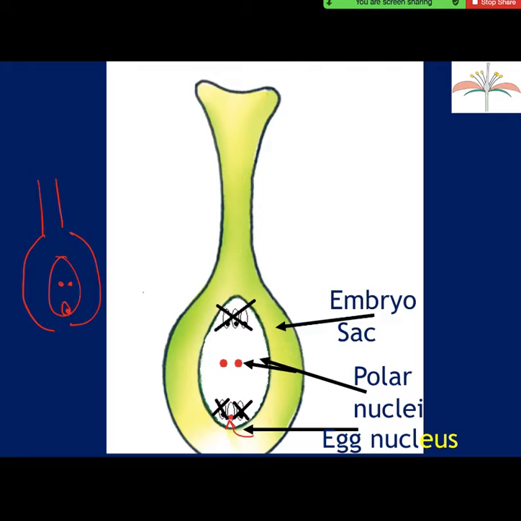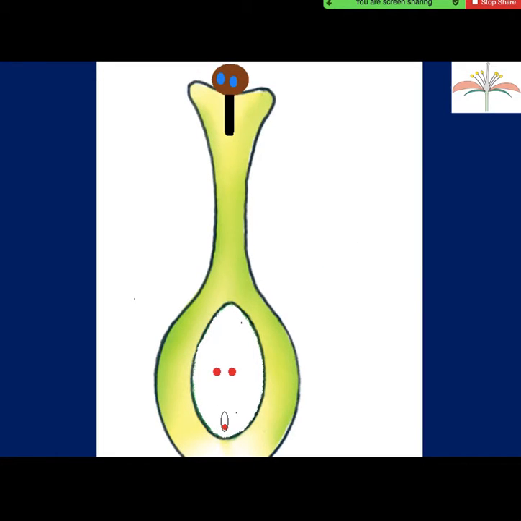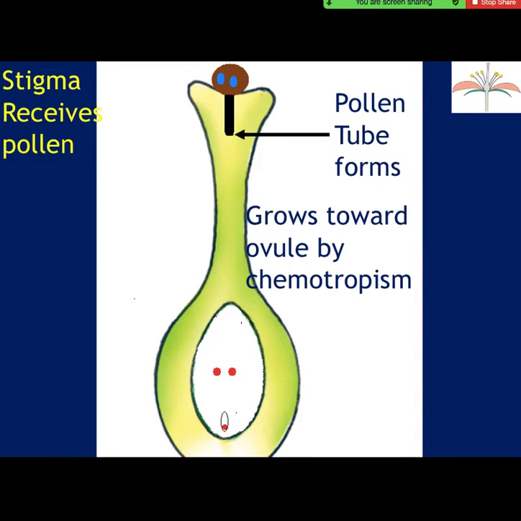And there's a place for step 1 blurb on top of it. So you're drawing your polar nuclei and your egg nucleus. So it'll look something like this. So what happens is, up here is our pollen grain. It lands on top of your stigma, and what it does then is it literally forms a tube. So these guys are going to go down this tube. So if you want to put this diagram into your step 1, the blurb for it is: the stigma receives the pollen, the tube forms, and it's going to grow downwards by chemotropism.